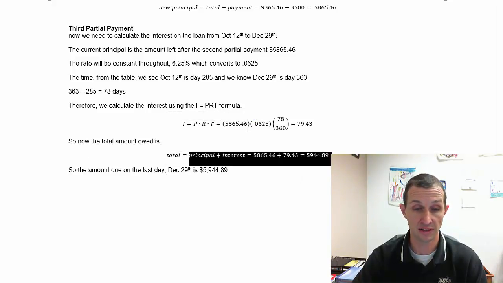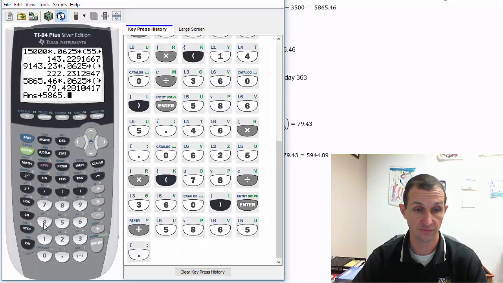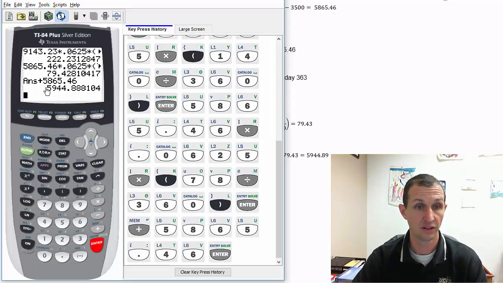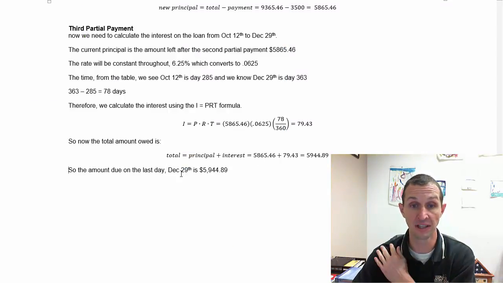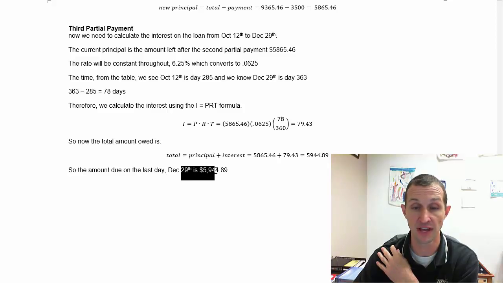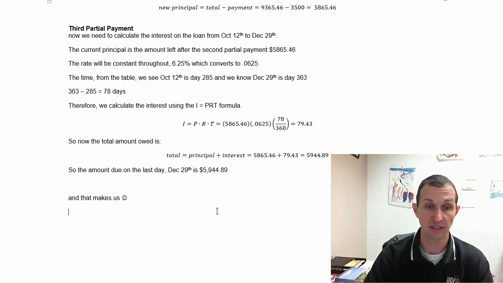So now the total amount owed is that principal plus the interest. So I add those two numbers together. Right, so adding the 79.43 is going to give you 59.44.80. The 8 makes that a 9. 89. And so the amount due on the last day, the 29th, is going to be $5,944.89. And that, right, makes us happy.